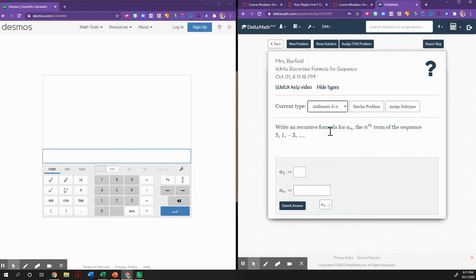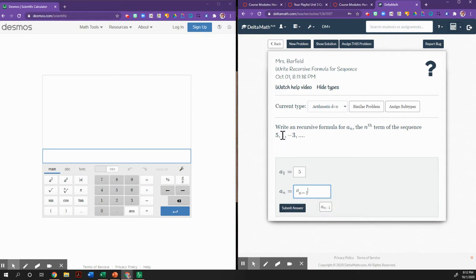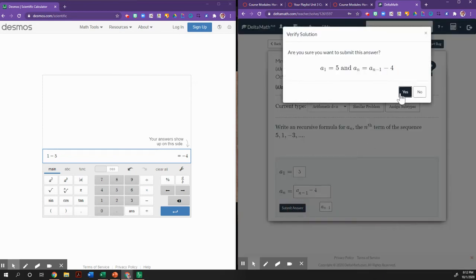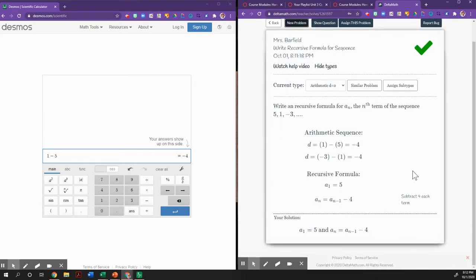Now this part is the same. Our first term is 5. This part's the same. We're going to put a sub n minus 1. But now look what happens when I type in 1 minus 5. I get negative 4. So instead of typing in plus 4, because my common difference is a negative number, I'm going to type minus 4. That is the only change in this step. Since my common difference is negative, I'm going to write a minus 4 here in my answer.